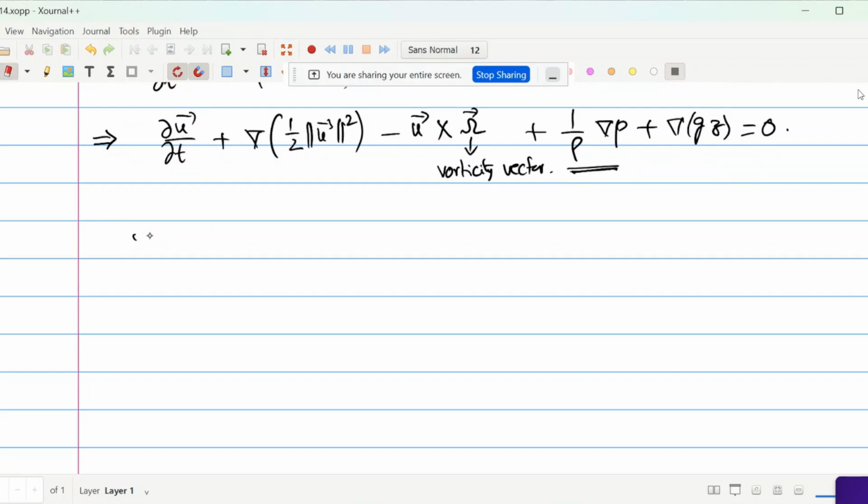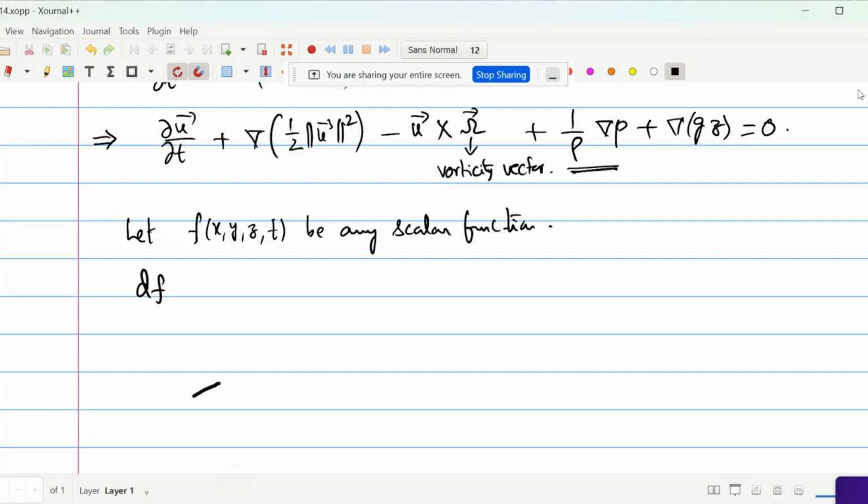Let us start with this. Let f be a scalar function, f of x, y, z. You can take t also, it doesn't matter. Then what happens? You know the df, right? The total derivative. Now I don't want that t variable, so I will consider it as a function of x, y, z only.